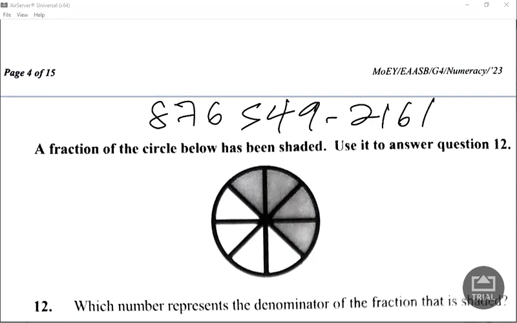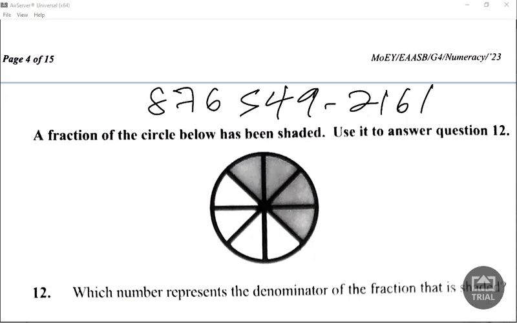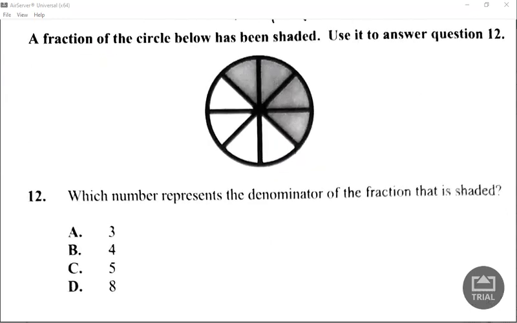Alright, let's move on to number 12. A fraction of the circle has been shaded below. Use it to answer question 12. Which number represents the denominator of the fraction of the shaded region? Now the denominator is the entire whole, or how many parts the circle is divided into. So all we have to do is just count these. It's 1, 2, 3, 4, 5, 6, 7, 8. So the whole is 8.